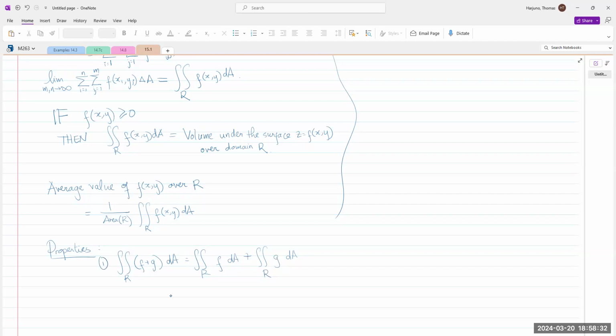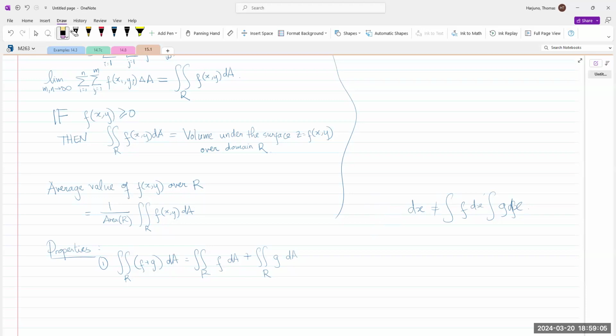Notice it does not apply for multiplication. It didn't apply even for multiplication in a single integral, right? The integral of f times g is not equal to the integral of g times the integral of f. You see what I mean? That's not true. The integral of a product is not equal to the product of integrals, at least not in general. But the sum and difference, yes. The integral of a sum equals the sum of integrals.